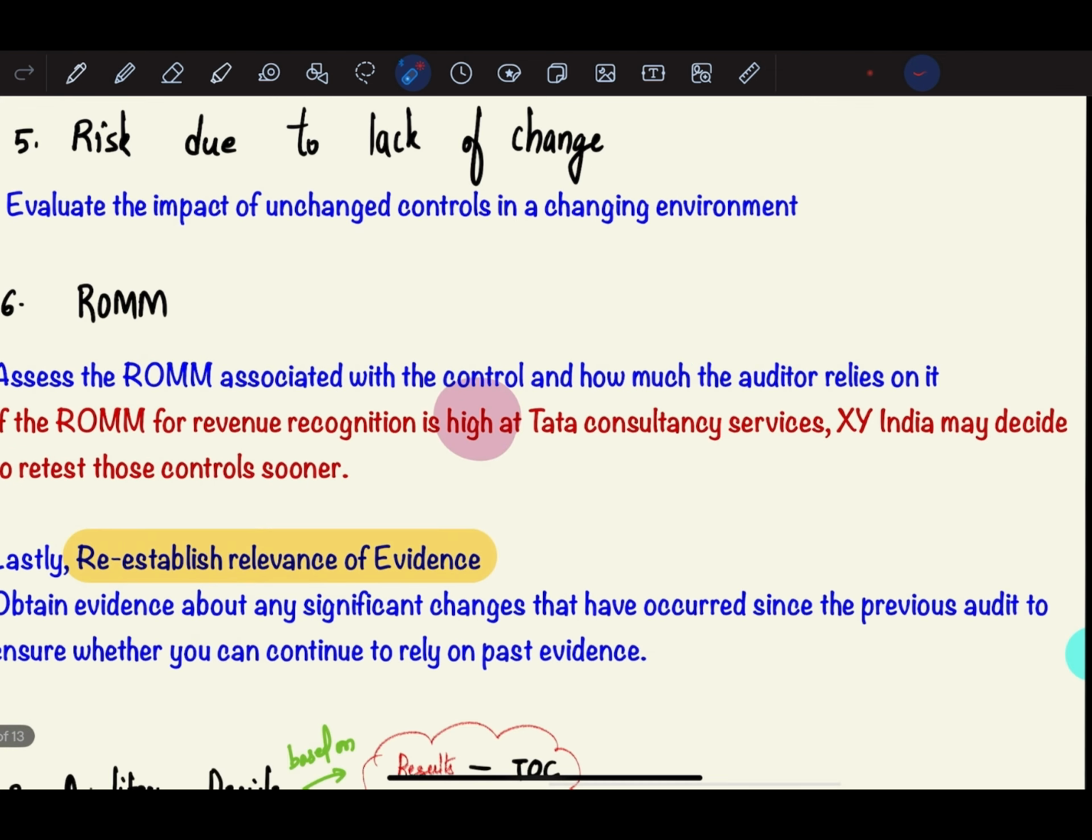The next point is risk due to lack of change. Sometimes the controls remain unchanged, they just remain the same from the previous audit to this audit, but because of that there might be some risk. The controls are unchanged but the environment is changing constantly, so what is the risk due to lack of change of the controls? Evaluate the impact of unchanged controls in a changing environment.